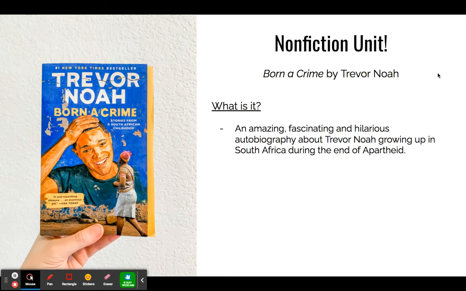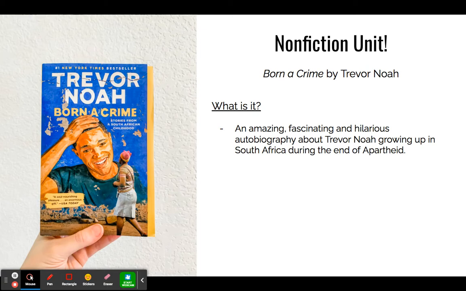It's amazing, it's fascinating, and it's a hilarious autobiography about Trevor Noah growing up in South Africa during apartheid. If his name sounds familiar, it's probably because you've seen him on TV or social media at some point. He hosts The Daily Show, and he's a comedian, so he's got several comedy specials on Netflix. He's very funny, and he tells his life story through his comedic voice. So I guarantee you're going to laugh and find a lot of the things he talks about really funny. I 100% guarantee that you're going to be entertained reading this book. And I don't say that lightly.